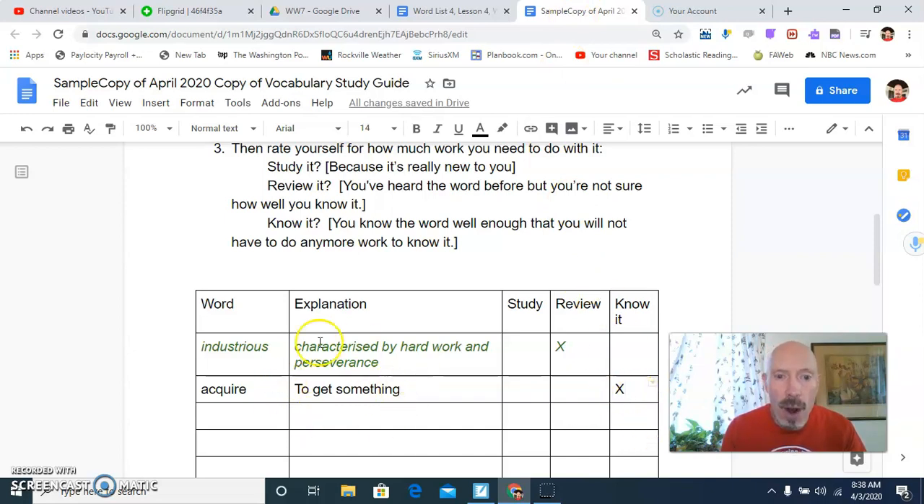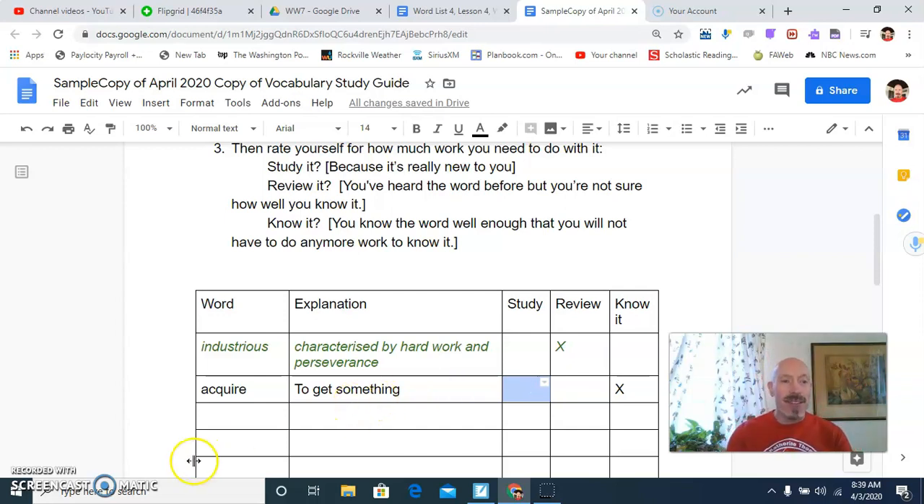All right. If you have a hard time putting the definition of the word, what it means, in your own words, and it's really hard, there should be no way you have an X in the know it. If the only way you can get a definition from here to here is by copying it, you probably should put an X in the study box, because that means you don't know it and you don't even know enough about it to put it in your own words. Be honest with yourself, because the more honest you are with how well you know a word, the more likely you're going to study it and get an A on that test.